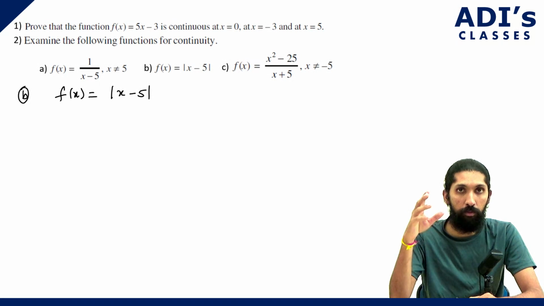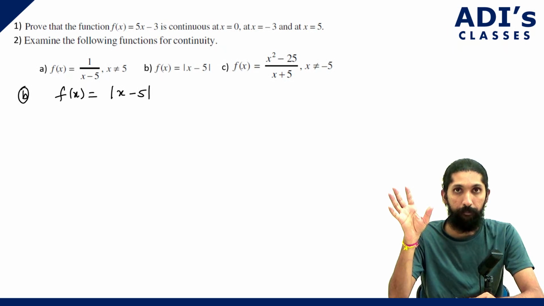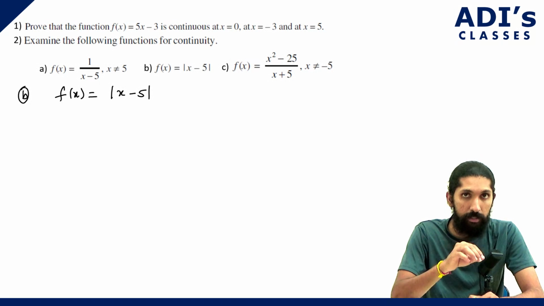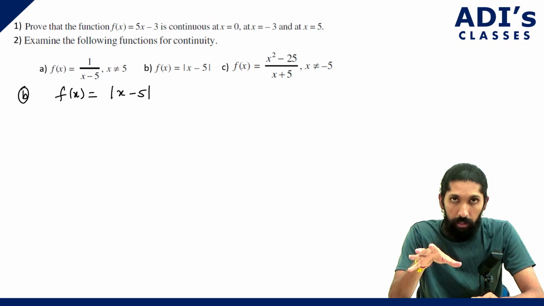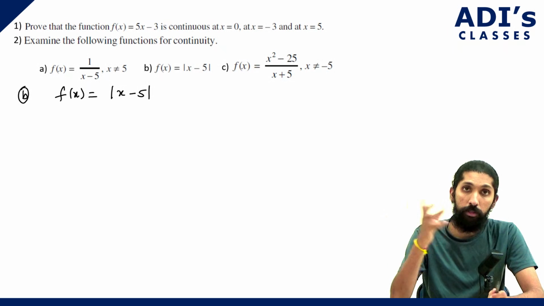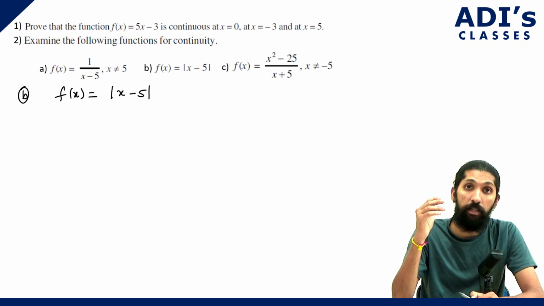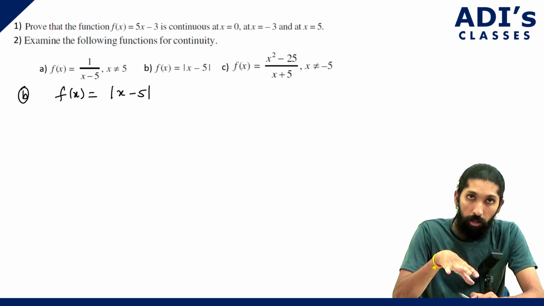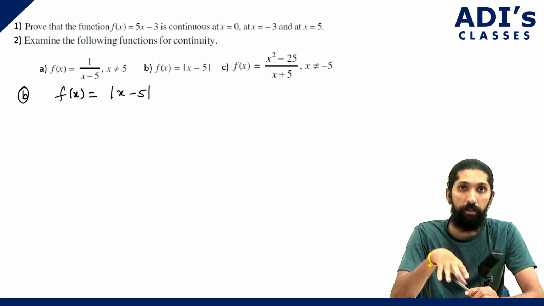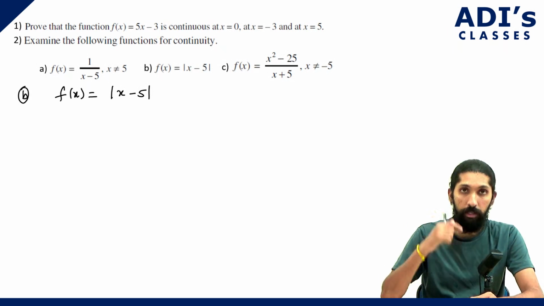Apply x is equal to k, and once you have the value of k, calculate f of k. Then find the limit as x tending to k. Then you have to prove that the limit value and f of k value are one and the same. If so, it is continuous everywhere. If not, it is not continuous. That's the whole point of examining the continuity. And the same thumb rule we are using even for this second question.